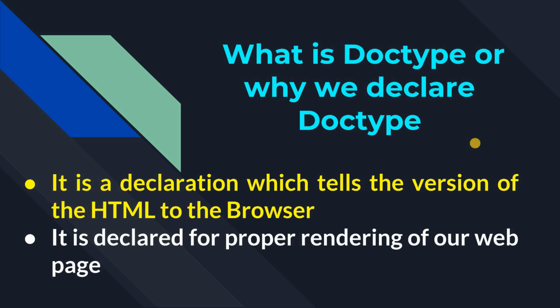Alright. Then the next question is, what is doctype or why do we declare doctype? Doctype is a declaration which tells the version of the HTML to the browser. It is declared for proper rendering of our web page.